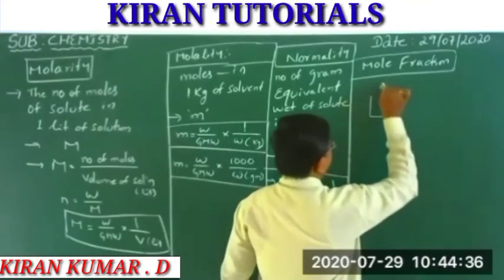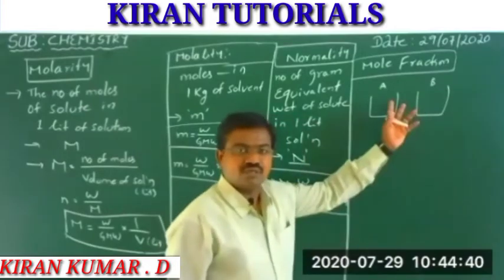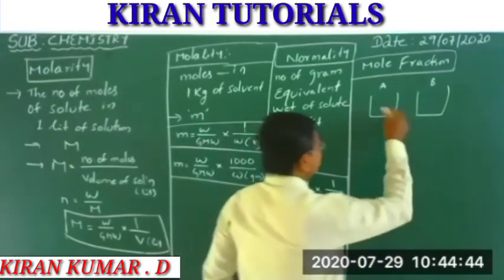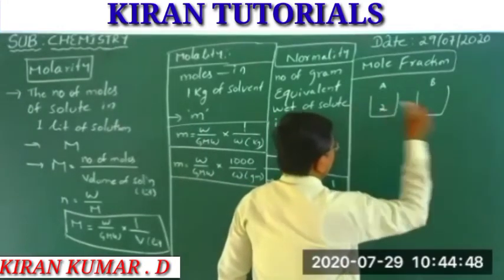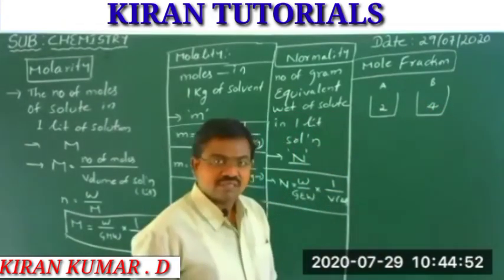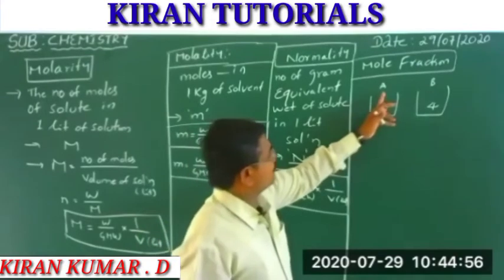there are two kinds of components, A and B, present in the solution. Here the number of moles of A is 2, and of B is 4. Then what is the mole fraction? What is the mole fraction of A?